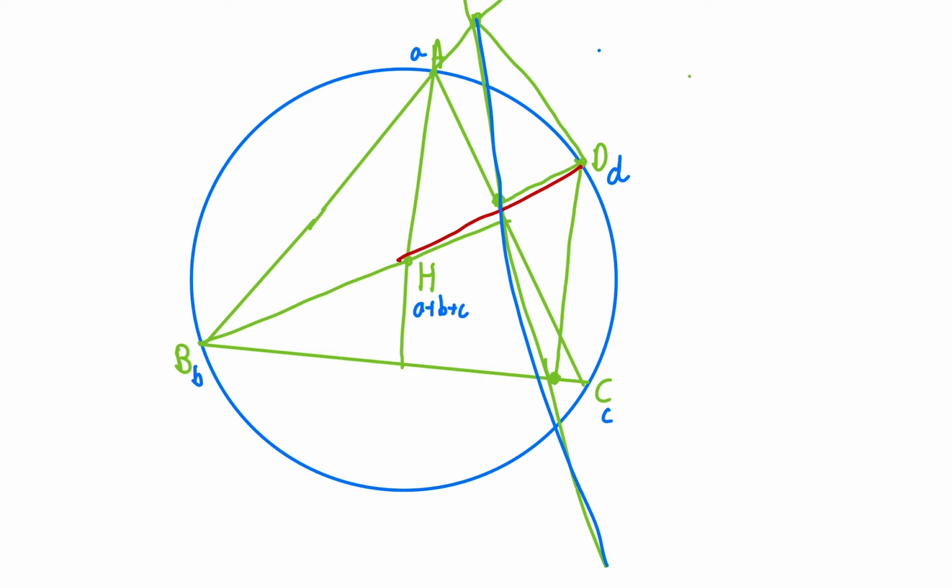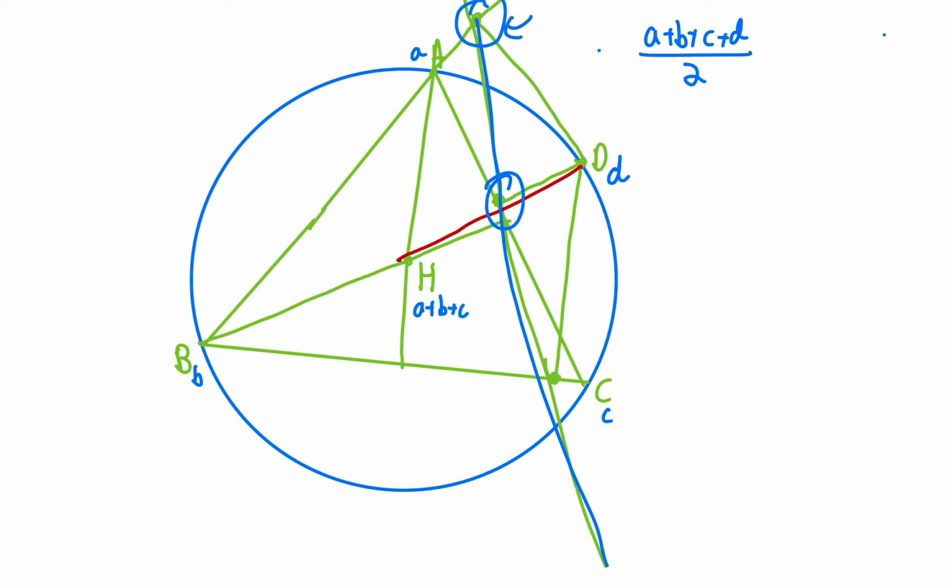So we want to prove that the midpoint of DH is on the Simpson line. And the midpoint of DH is (A plus B plus C plus D) over 2. And so we just want to find the 2 points on the Simpson line and then prove that they're collinear with (A plus B plus C plus D) over 2. So let's just find the 2 circled points.